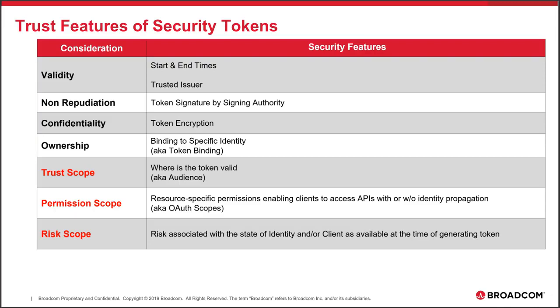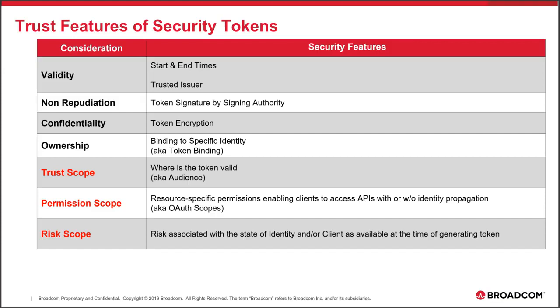There's a permission scope. Permission scope is typically about coarse-grained permissions, not fine-grained, but coarse-grained permissions that enable clients to access APIs, access resources with or without identity propagation. So typically, these permission scopes built into tokens aren't meant to completely replace fine-grained authorization models that can be implemented with ABAC or RBAC, but they're mostly meant for clients to be permitted to access specific APIs with a certain level of authority.